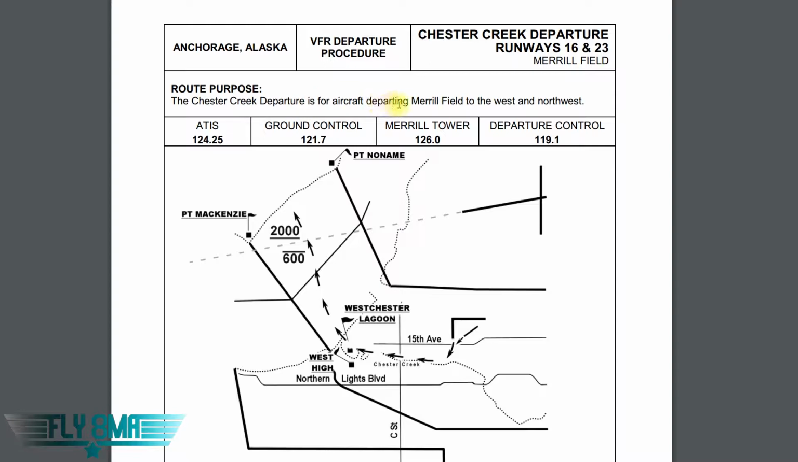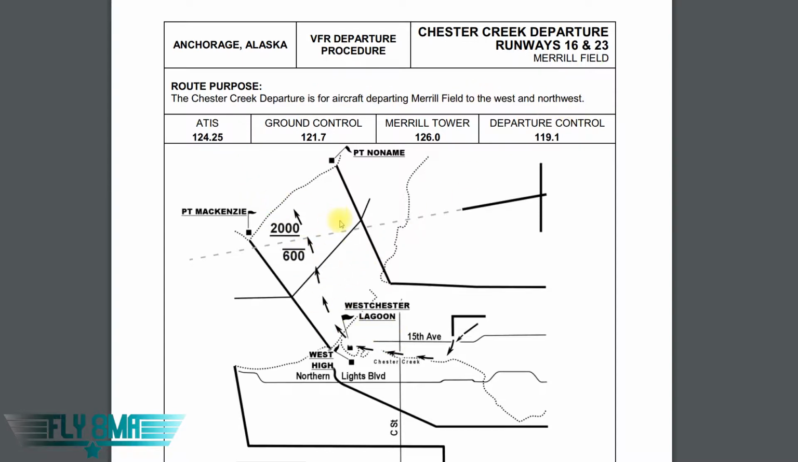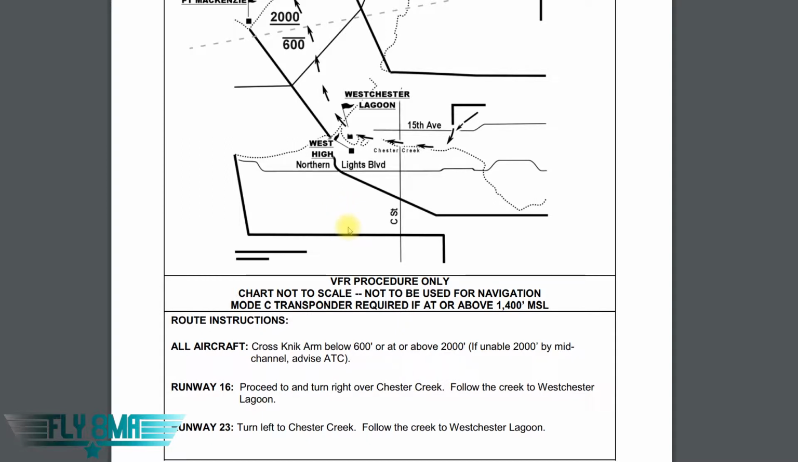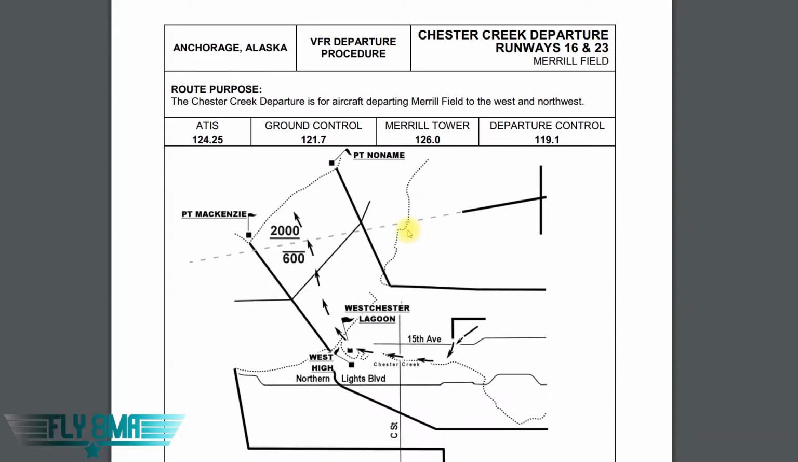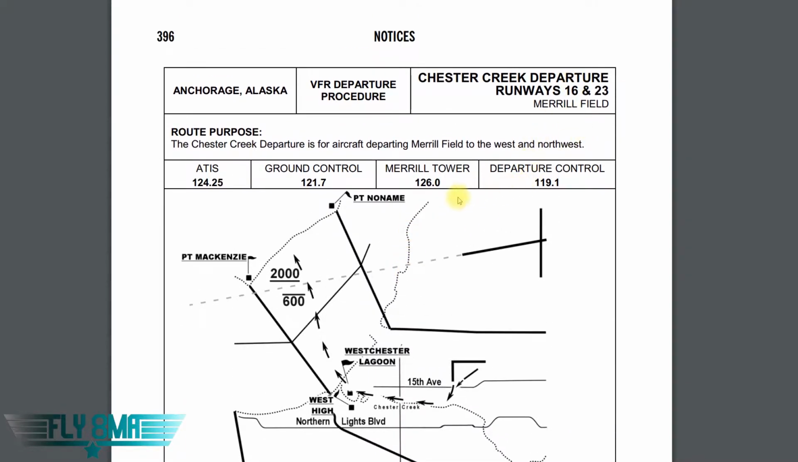It's for aircraft that are departing Merrill Field to the west and northwest. That's where most of those guys are going. So that's when we use all these departures. And you can pick which departure you want to use. You simply tell ATC, tell ground control, or tell tower that you're going to be flying the Chester Creek departure, or the City High departure, or the Ship Creek departure.